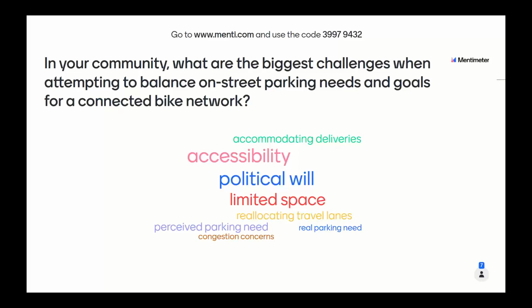But what are the biggest challenges about parking and bikeway selection? And again, we've seeded a couple ideas in here. You're welcome to reiterate them if this reflects your community experience, or add new information and reiterate what you see other people talking about.